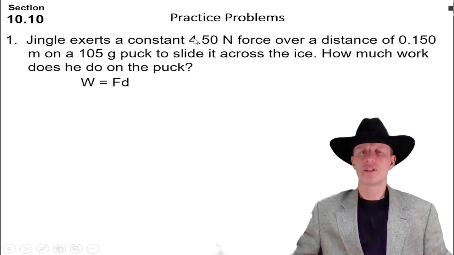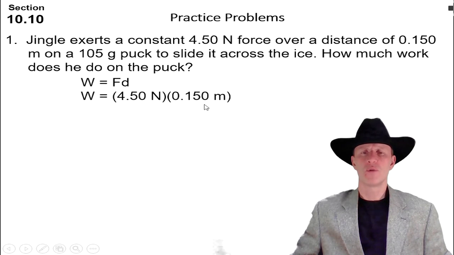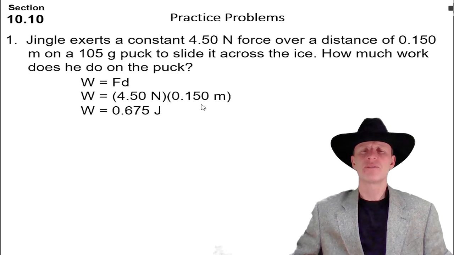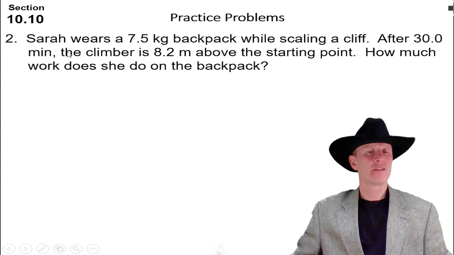F in this problem is the newton number. We can insert 4.50 newtons in for the force. And how far did it go? 0.150, and all we have to do is multiply to get 0.675 joules. Notice a newton meter is a joule. Let's look at another one.